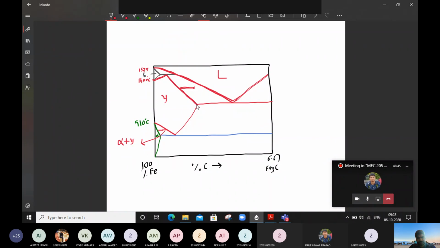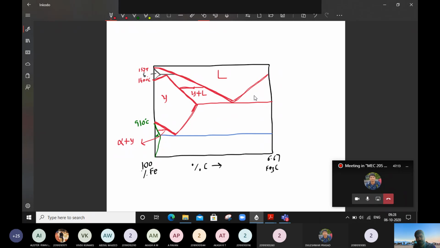And it goes like this. So if you can see at this point, if you draw a line like this, it will cut the gamma boundary. So gamma will be there, liquid plus gamma, sir. Liquid plus gamma, correct. So here in all this region we are having gamma plus liquid.